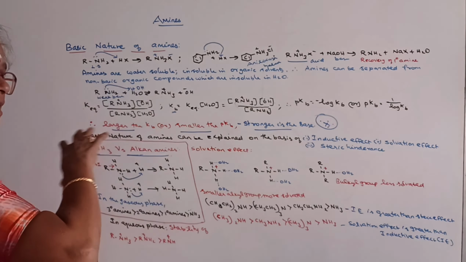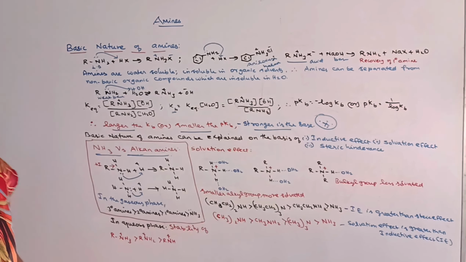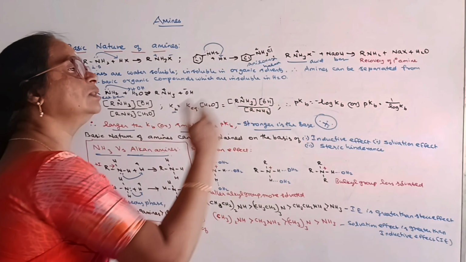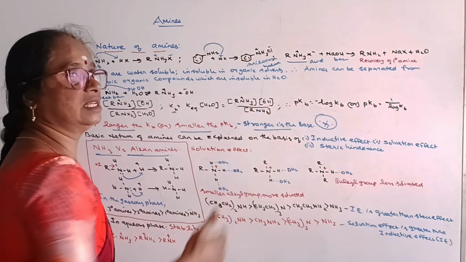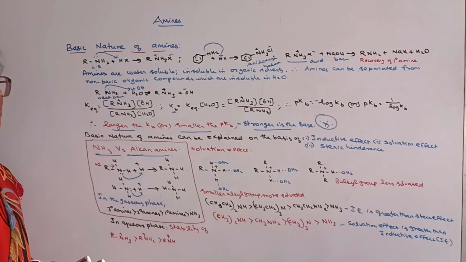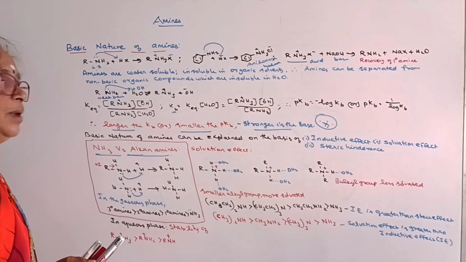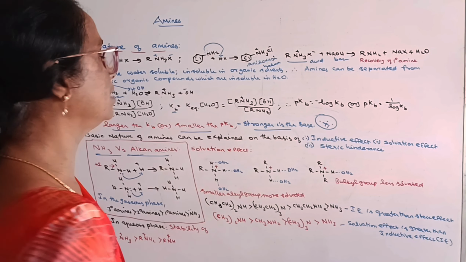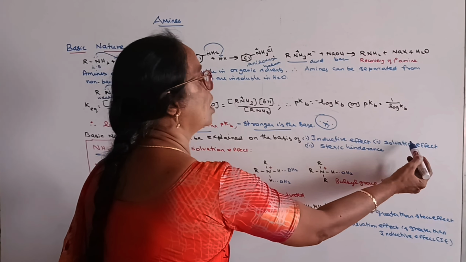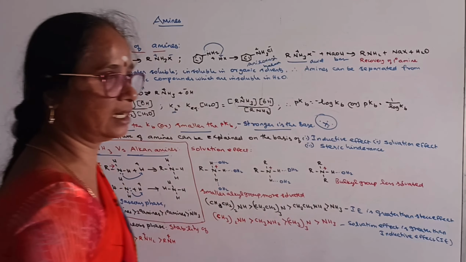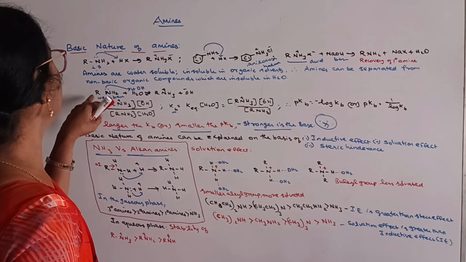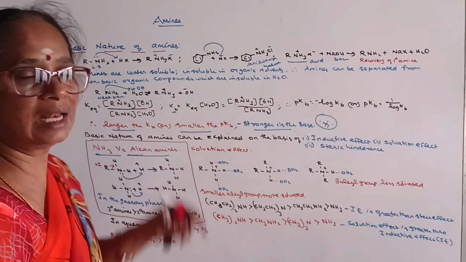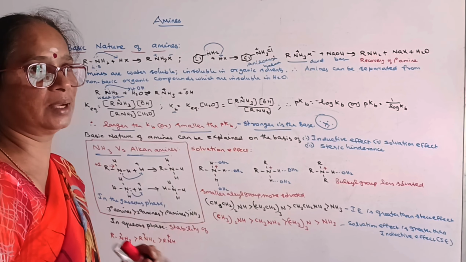So whenever they give substituted amines, we have to identify how the basic nature varies from one to another. This basic nature of amines can be explained on the basis of three different effects called inductive effect, solvation effect and steric hindrance. Inductive effect: we are studying alkyl amines. All alkyl groups are plus I groups. So what does a plus I group do? It pushes the electrons towards the nitrogen atom.